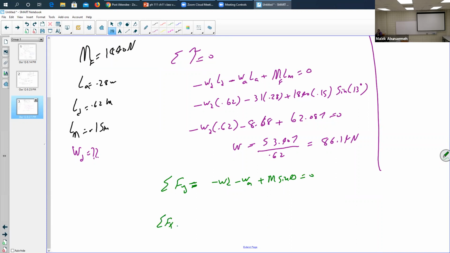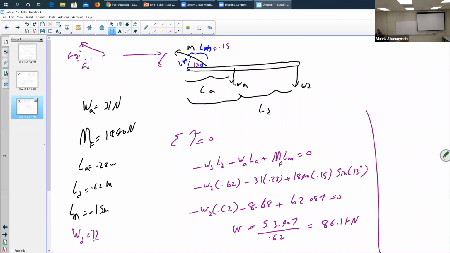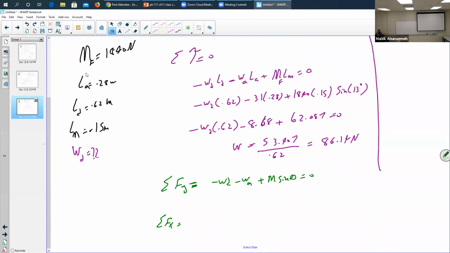Now, if you look at the x direction, the only thing that you have in the x direction is this one. The weights don't have an x component. So this is going to be 13 degrees, cosine theta, so it would be your M cosine theta. Okay, so that's your forces in the x direction, which is M in the x direction. This is going to be your M in your y direction.